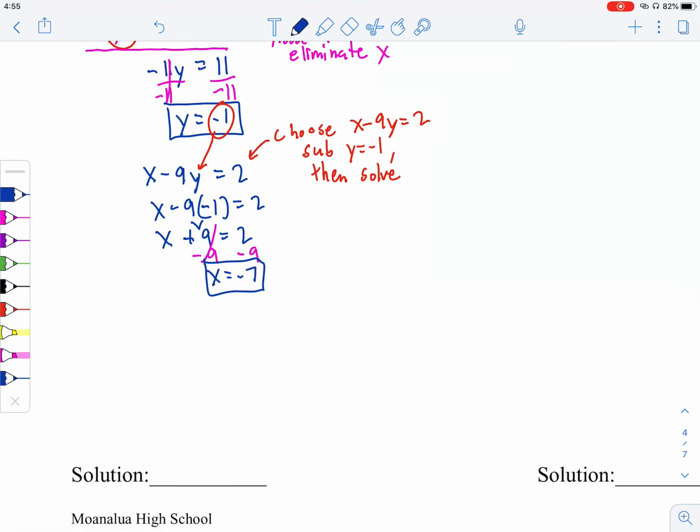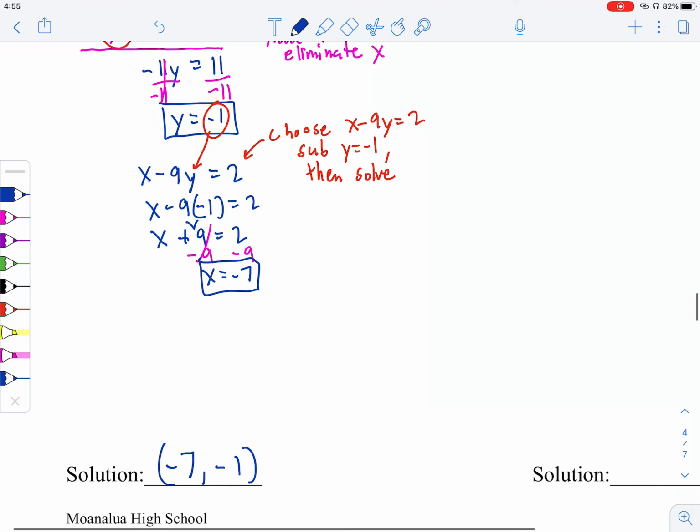So our solution, x goes first. So x is -7, our y is -1. And that's our solution, -7, -1. And again, remember, xy, xy.